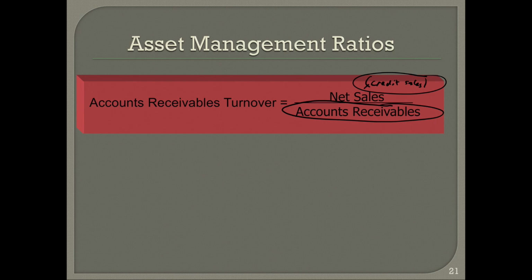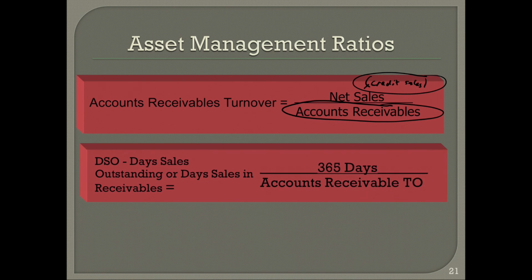And similar to the inventory turnover, accounts receivable turnover can also tell you how many days it takes you to convert a credit sale to cash, to collect on your accounts receivable, and that is days sales outstanding. So 365 divided by your accounts receivable turnover. Sometimes it's called your average collection period, but it's essentially saying what is the number of days that it takes the firm to convert these receivables into cash.